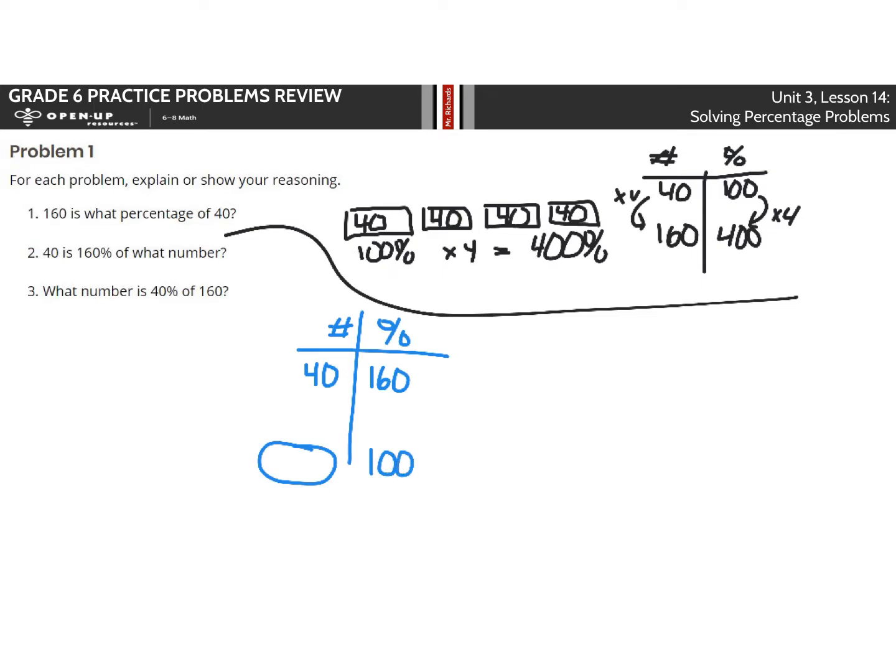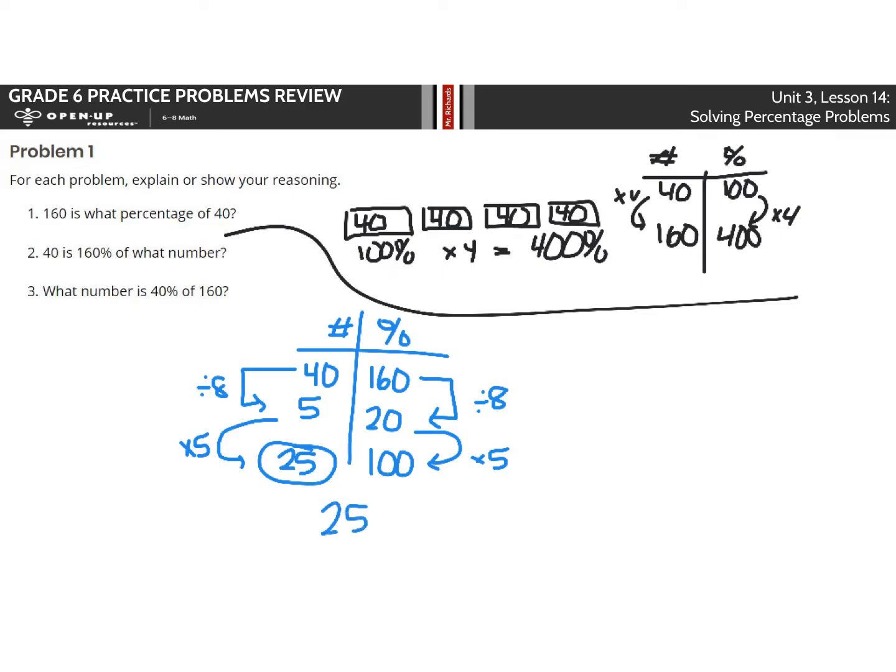Now, if I look to do a middle step here, I can divide 160 by 8, and that gets me 20%. 40, if I divide by 8, gets me 5. And then my last step here, how do I get from 20% to 100%? Well, multiply by 5, because 20 times 5 is 100, and 5 times 5 is 25. So 40 is 160% of 25.